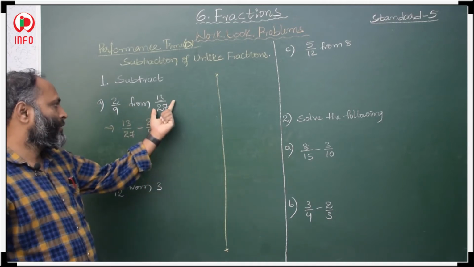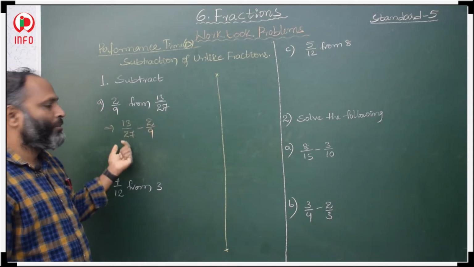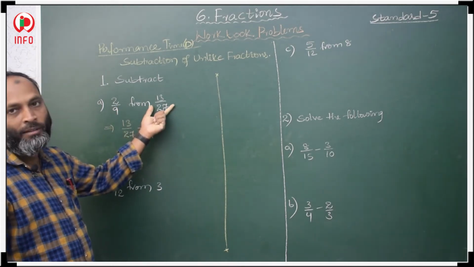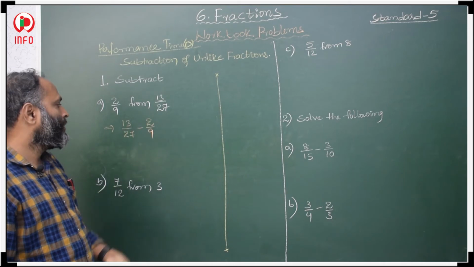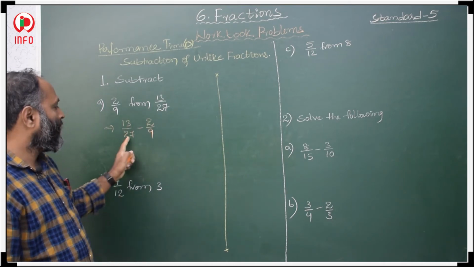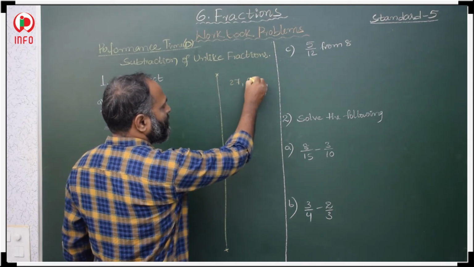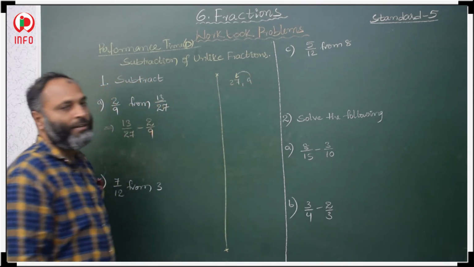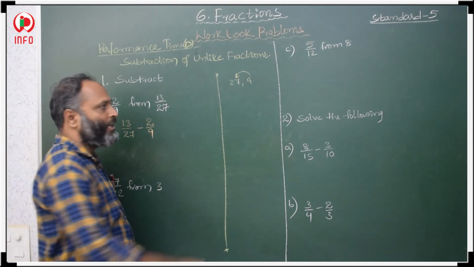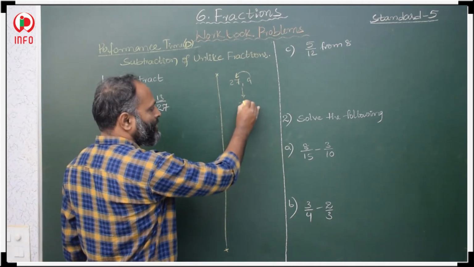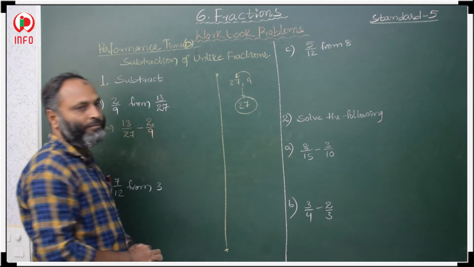From this we have to subtract 2 by 9. It means first we have to write 13 by 27 minus 2 by 9. After that we have to find the LCM of the denominators 27 and 9. 9 is a factor of 27. 9 3s are 27. So the LCM is 27.